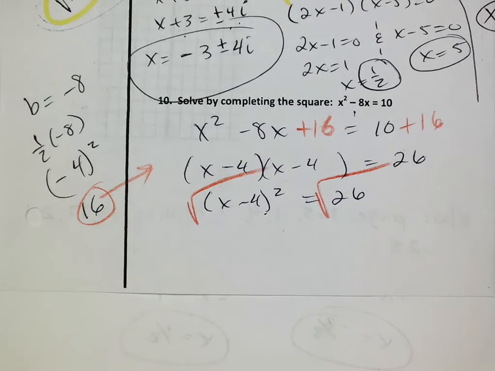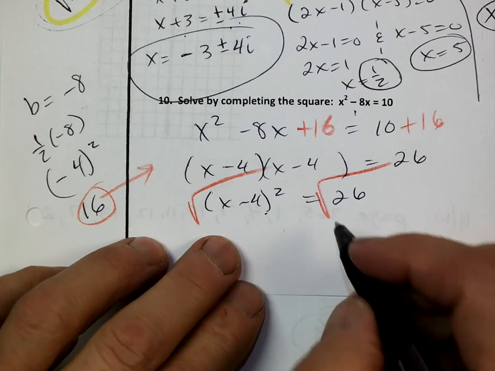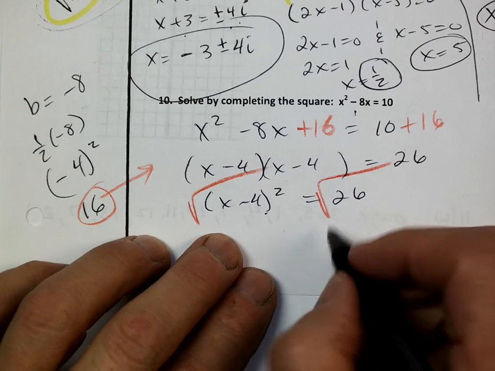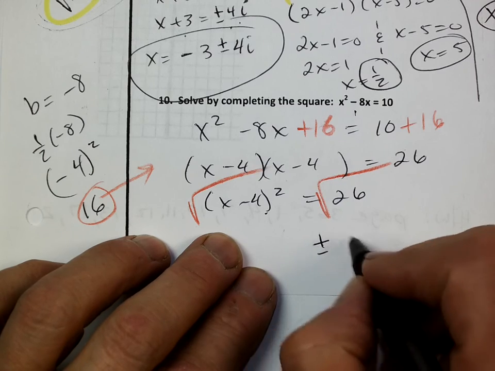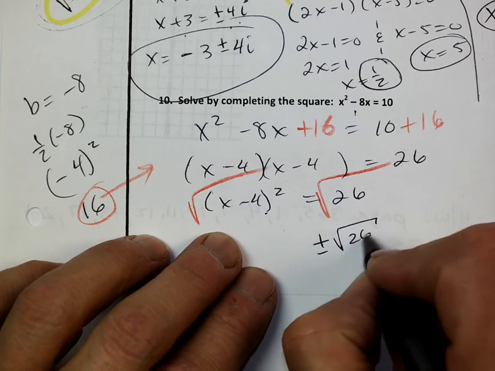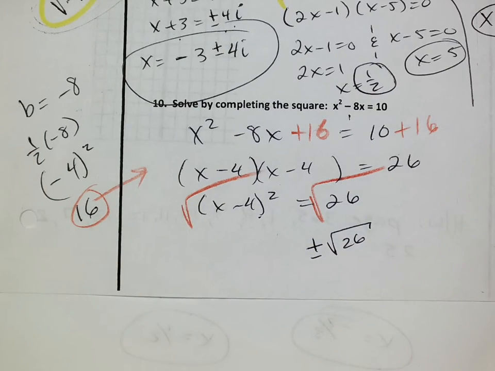Now there is no square root of 26. We're just going to leave it. Don't give me a decimal. There is no square root of 26. So we're just going to leave it as, but there's got to be 2 answers, right? So I go plus or minus the square root of 26. If there was a square root of 26, I would put it down. If I could reduce it, I could put it down, but I don't.